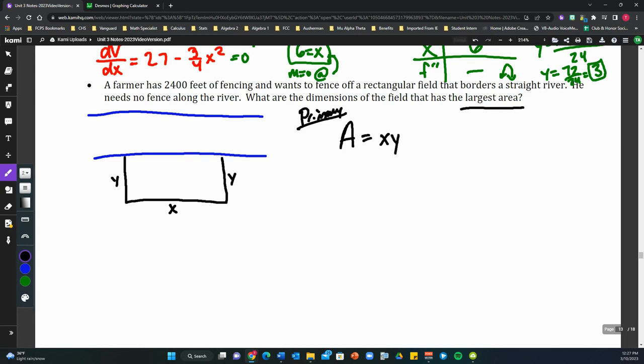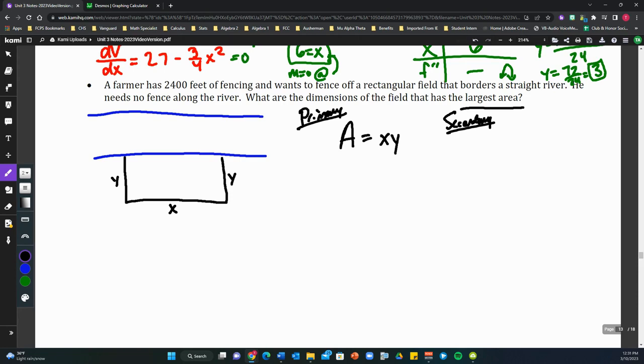Now, once again, just like the previous example, we don't know which variable to take the derivative with respect to, because there are 2 inputs that area depends on. So this is where we need a secondary equation. And again, for the secondary equation, there's not really any wording in here that will always point you in the right direction. Sometimes you have to think a little bit deeper about the information that's actually present.